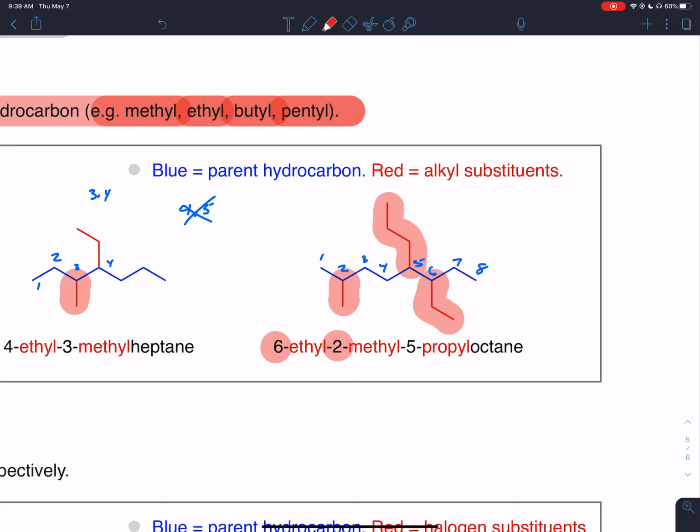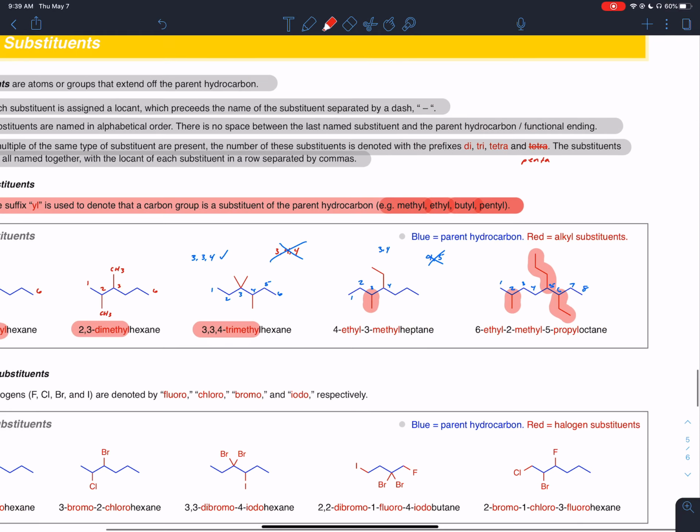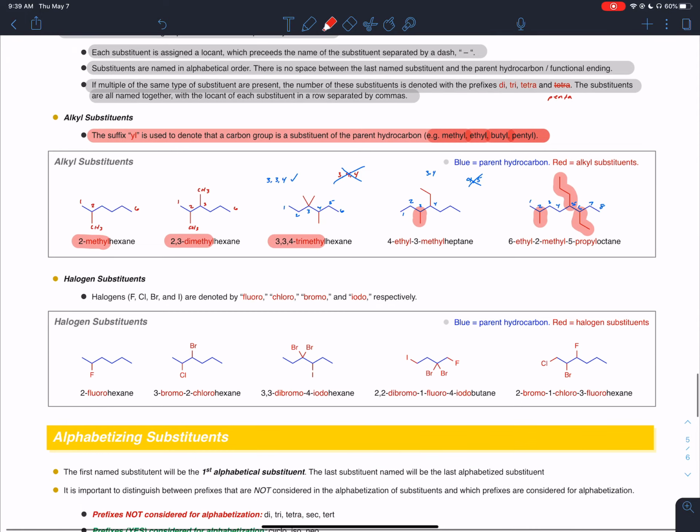So recall that the numbers may jump up and down a little bit, and that's totally okay. In the IUPAC system, we have to name those substituents in alphabetical order. Okay, so that's our nomenclature for alkyl substituents.